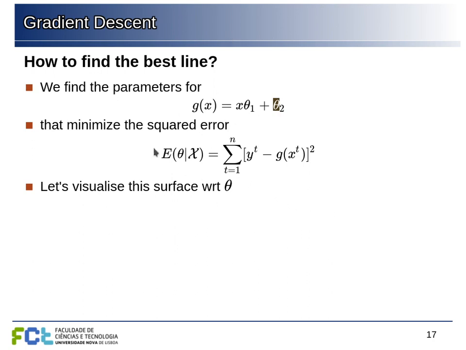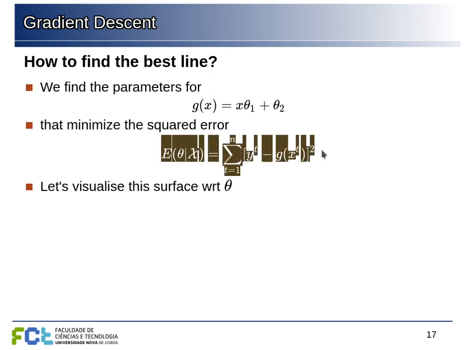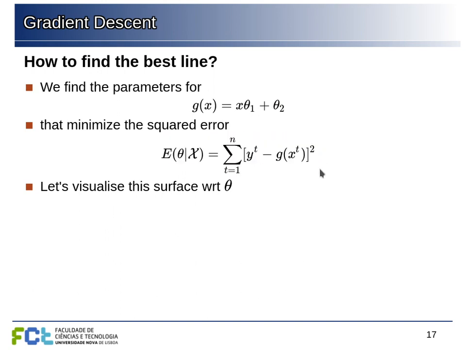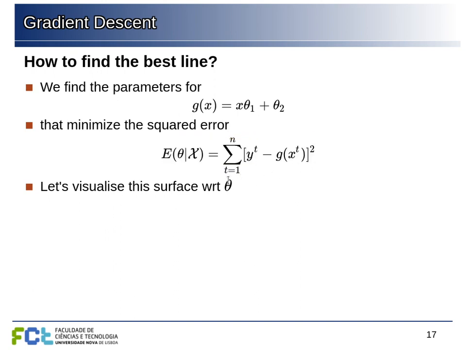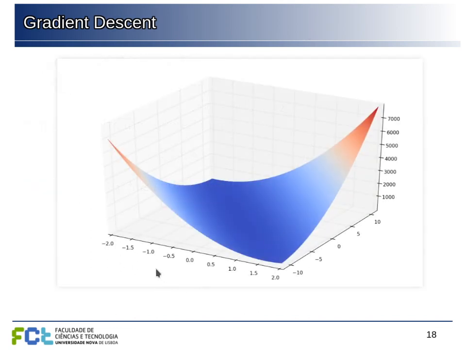So we're going to adjust these parameters in order to minimize the quadratic error. And if we see what this function looks like with respect to the two parameters, θ1 and θ2, it would be something like this. There is some optimal set of values for our parameters, but as we move away from these values, the error increases.